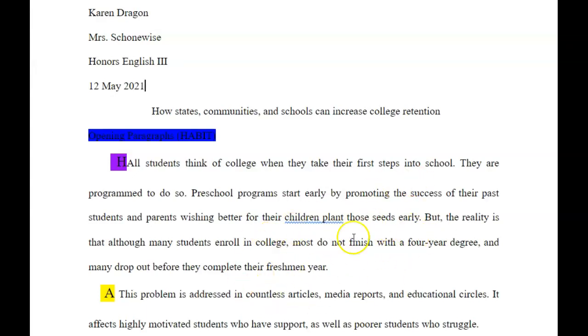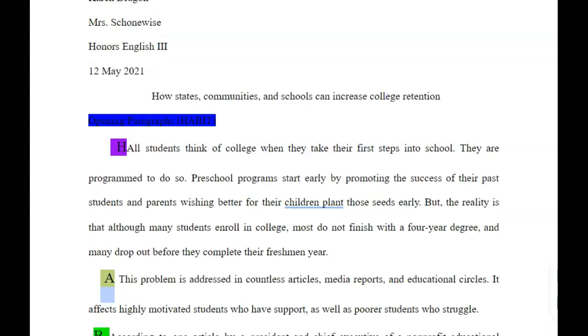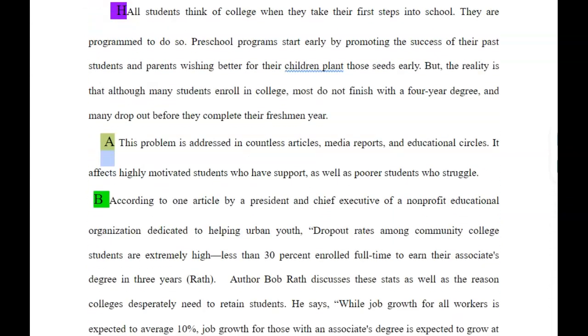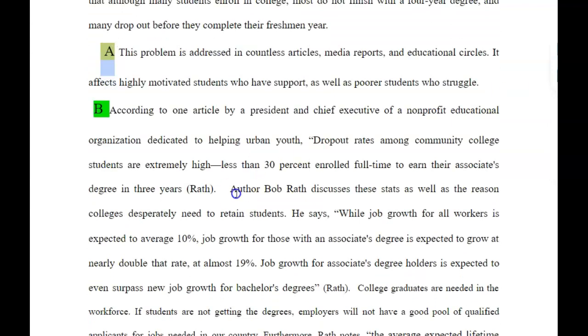So I'm kind of introducing the topic, but here's the A. Now, there's no author, but I'm going to tell you that I'm authoring a lot of works. I'm referring to a lot of authors in this paper. So here's how I did that. This problem is addressed in countless articles, media reports, and education circles. It affects highly motivated students who have support as well as poorer students who struggle. All right, so now's my background information, and I did spend two paragraphs on my background.